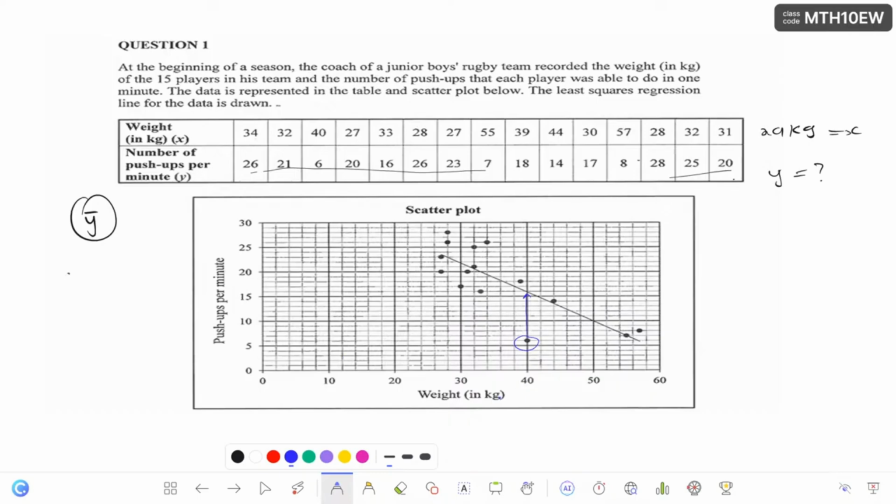This person weighs how many kg? 40 kg. So how many push-ups did this person do here? If we check here, it's 5, 6, 7, 8, 9, 10. So meaning this interval here is 6. So this person only did how many push-ups? 6 push-ups, and you can see it's far away from reaching the target, the coach said.